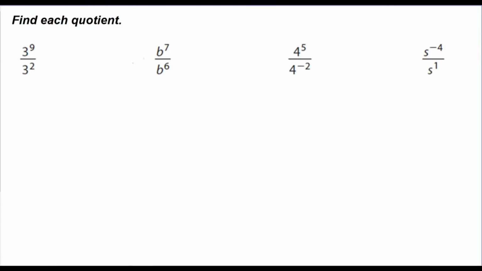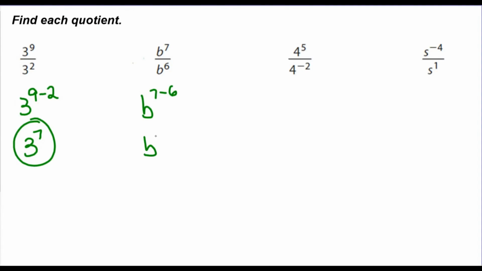So let's find these quotients here using the quotient of powers property. 3 to the 9th power divided by 3 squared, this is going to be 3 to the 9 minus 2 power, which is just 3 to the 7th power, and I'm not going to evaluate that. I'm just going to write that as a power. b to the 7th power divided by b to the 6th power, that's going to be b to the 7 minus 6 power, or b to the 1st power, or just b.